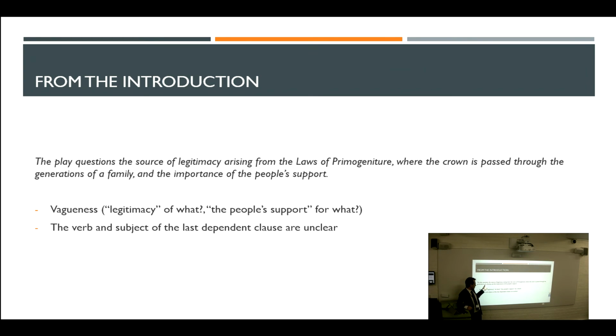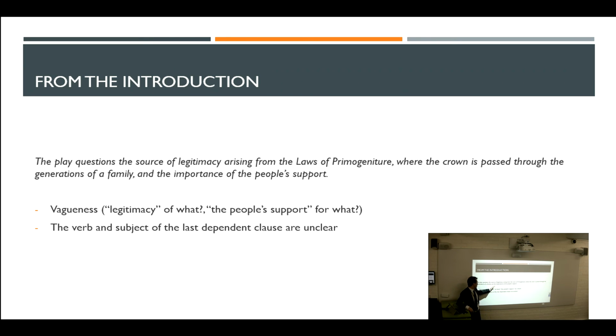Would you explain one of the two points? It's really hard to understand what this person means. So the base clause. Who questions, by the way? Shakespeare questions what? How are we going to improve this? The legitimacy of the law of primogeniture, yes. And the importance of people's support.